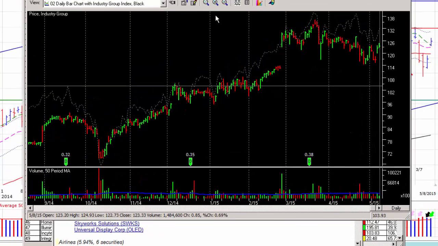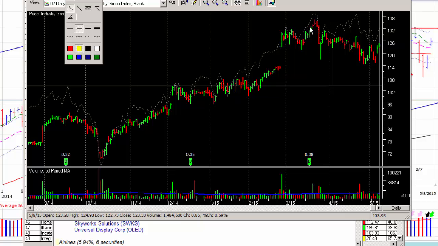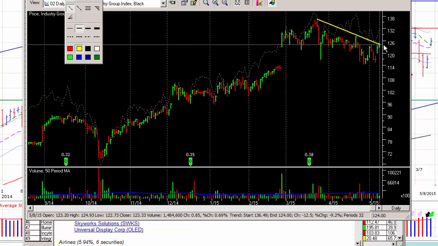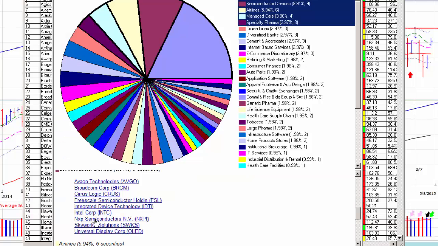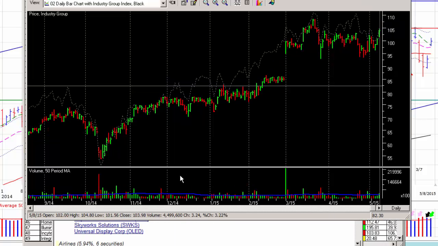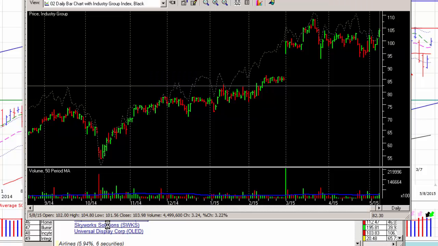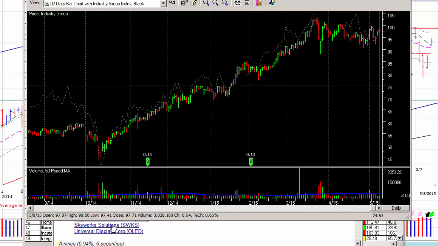Drilling down a little bit further in the semiconductor devices, we see Avgo Technologies. Avgo is one of the stocks that we've been following for a while now. You see that Avgo is setting up this trend line, actually tried to break out of that trend on Friday. NXP Semiconductors is another one on our checklist. Skyworks Solutions is on our checklist.